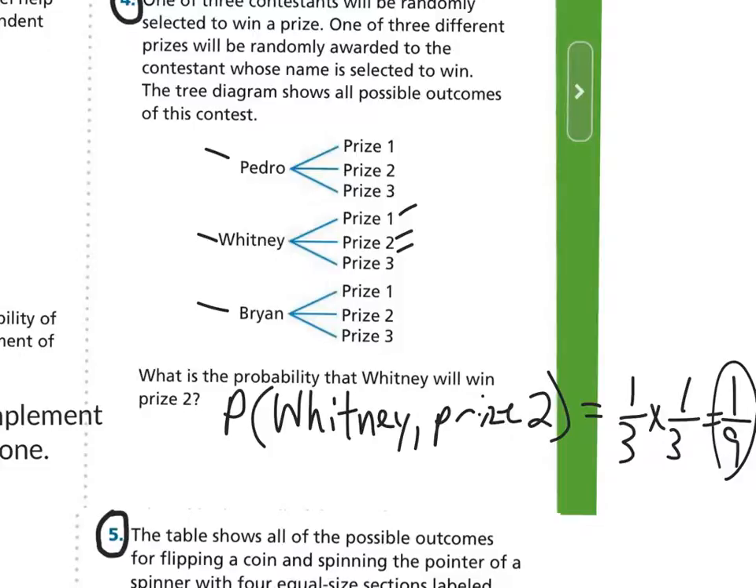And again, since they've got the tree diagram drawn out, we could just look at all the different paths. There are 9 different paths, and only one of those paths would be Whitney and prize 2. So that would be another way. Since they already drew the tree diagram, that would maybe be an easier way to find the probability of that happening.